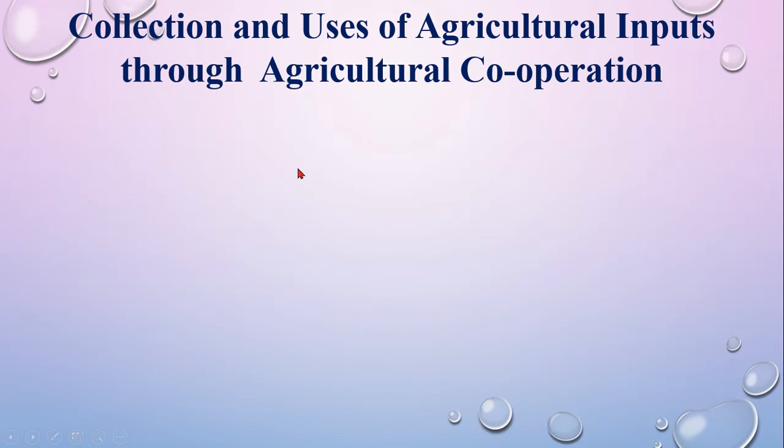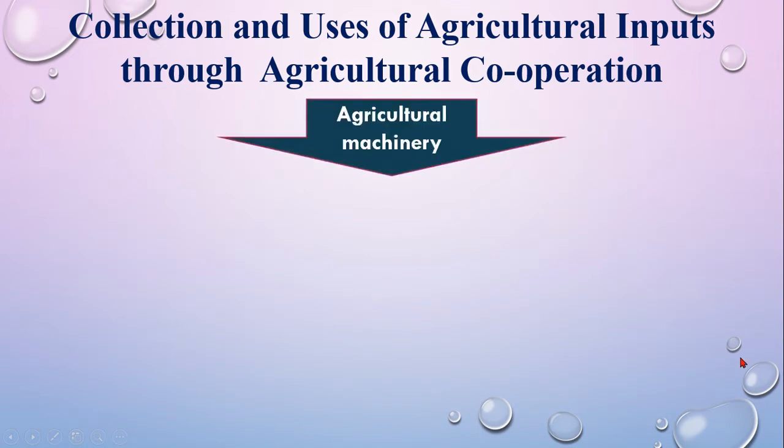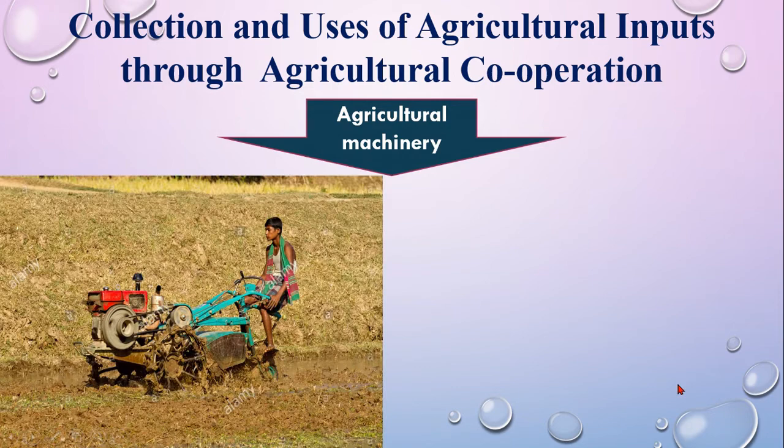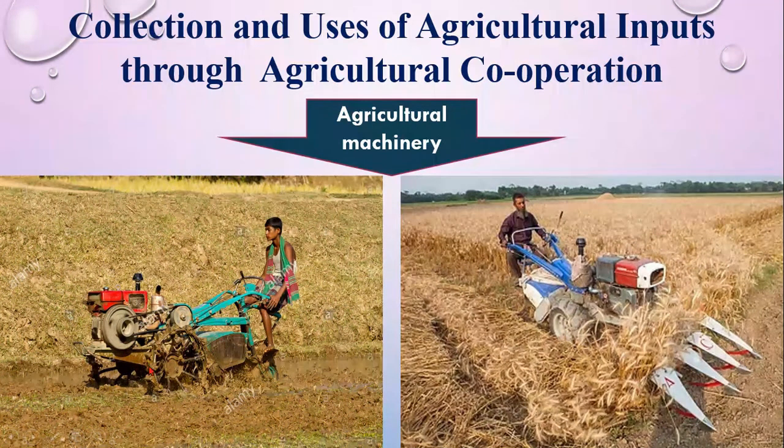Next one is agricultural machinery. If you see, this is one kind of machine and this is another kind of machine. This is a power tiller and this is a harvester. In our country, most farmers are very marginal and poor. They don't have money to buy this type of machine.